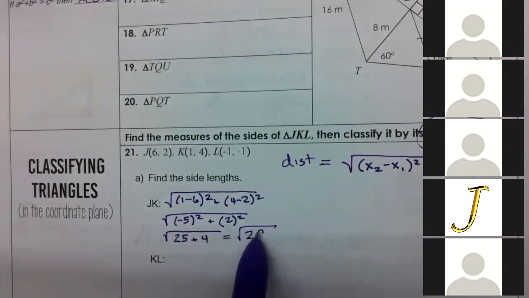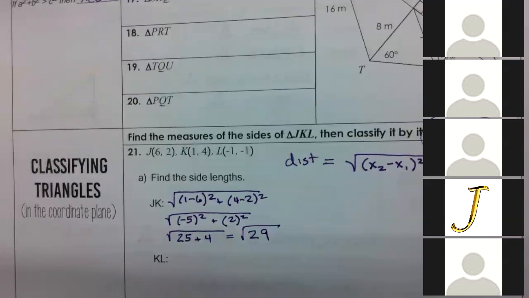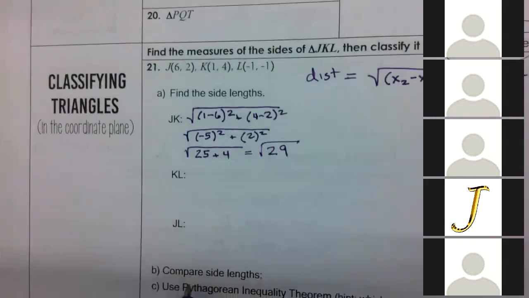Those are both under the square root sign, so I can add them and get the square root of 29. And that's okay. We can leave it like that. Don't bother turning it into a decimal approximation. It's actually helpful to leave it like this. And then we do the same thing for KL and JL to find those lengths.